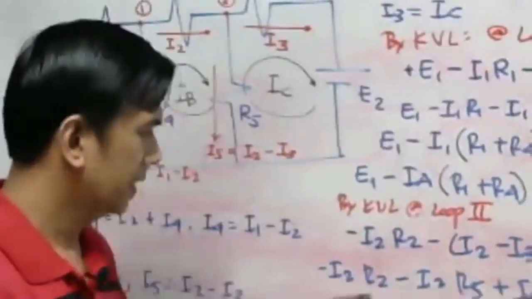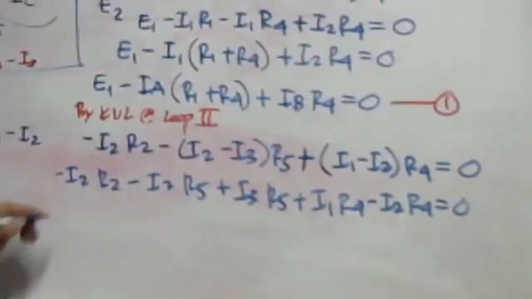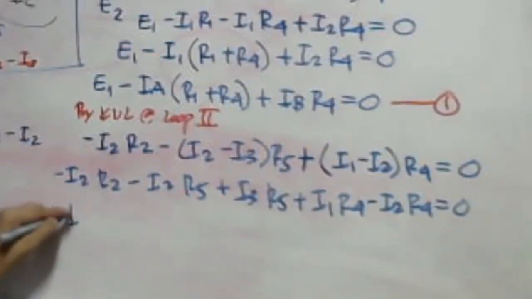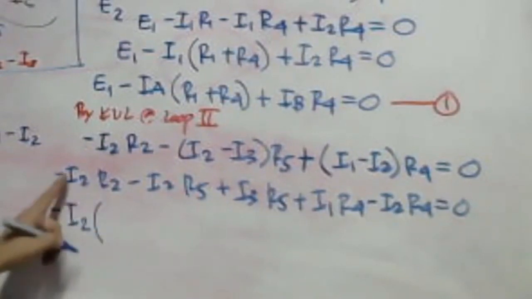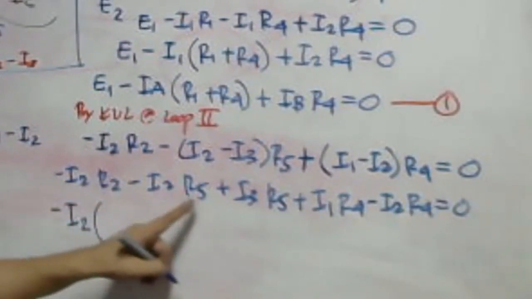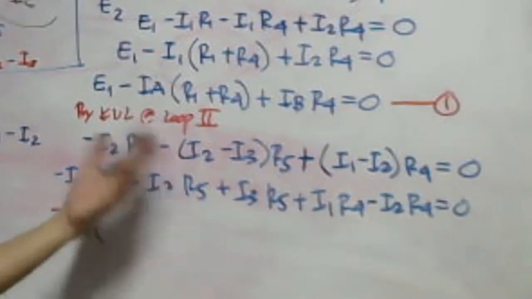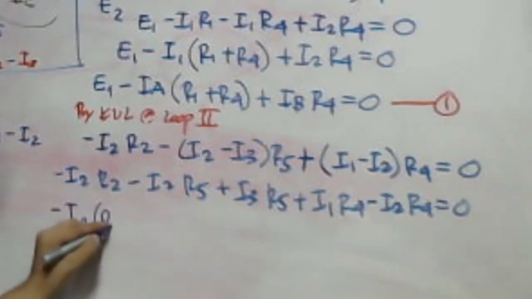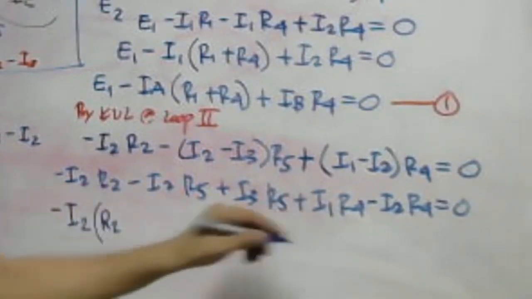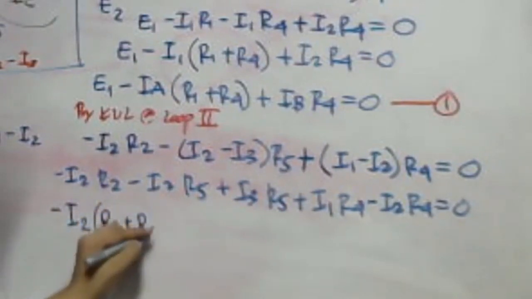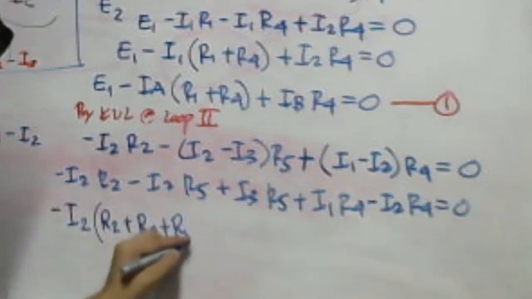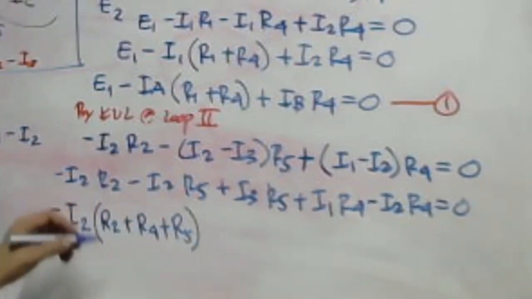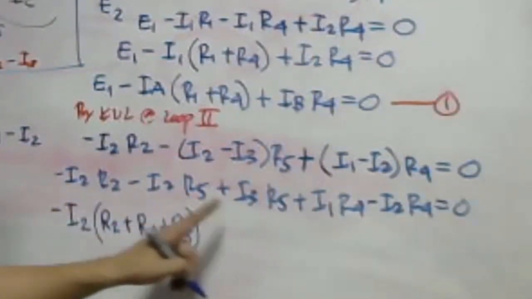Okay, now let us simplify this circuit. So let us factor out our I2. So let's say this is our negative I sub 2. Take a look here. There is I2 here, I2, and we have also I2 here. So let us just factor out negative I sub 2. So we may say that we have here R sub 2, okay, then plus R sub 4, then plus R sub 5.